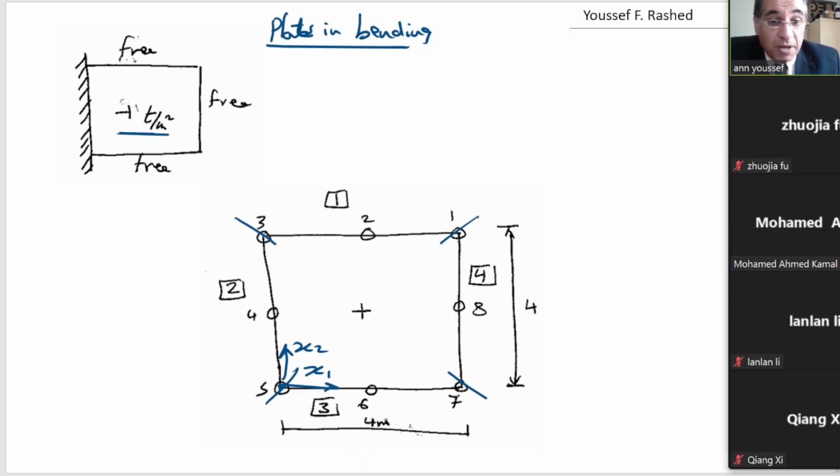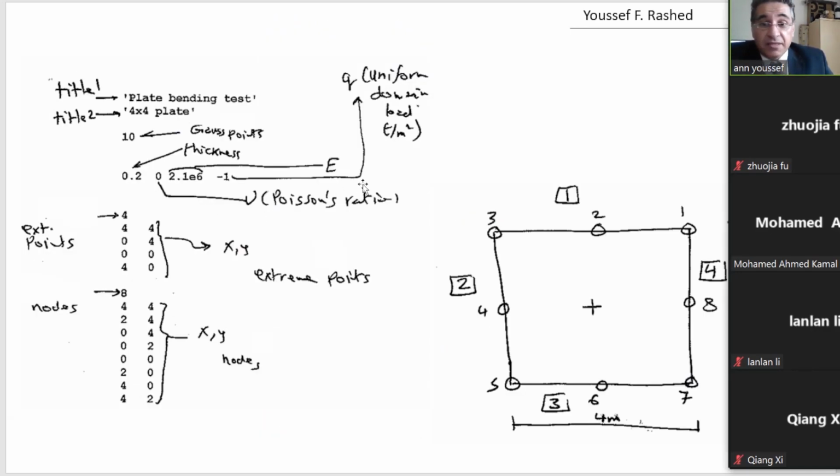It is 4 meter by 4 meter. Let us see how to write the input file we have. This is the input file. The first 2 lines of the input file are for the title, okay. You will have all of this on the drive.